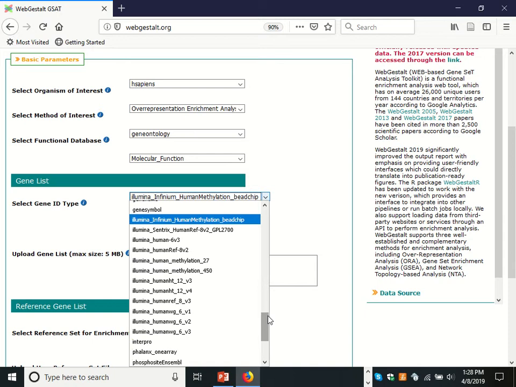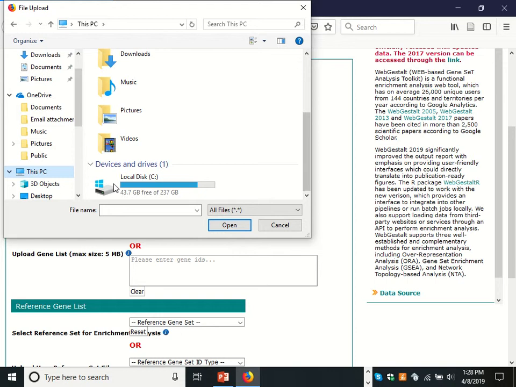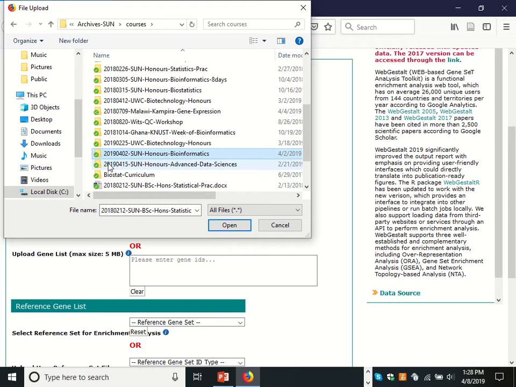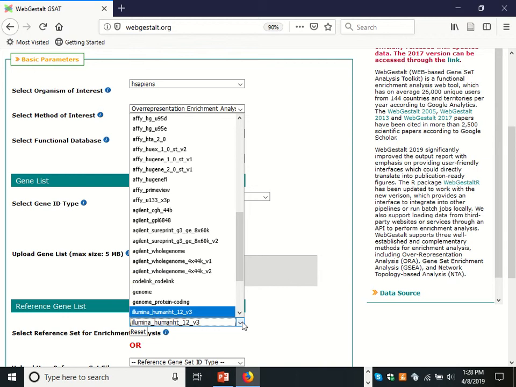Human working group. I'm going to browse back to the file again. Oh my goodness, it's so far to get there. This PC, I want to drop down to local disk. Documents, courses. Oh, not that one. I wanted this one. All right. The practical signature file. It's uploading. Need to specify this.